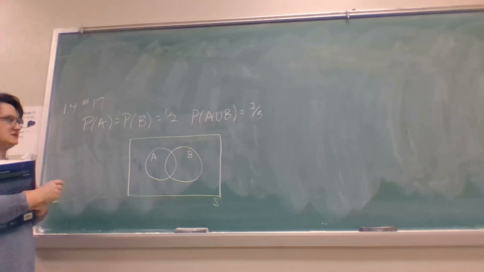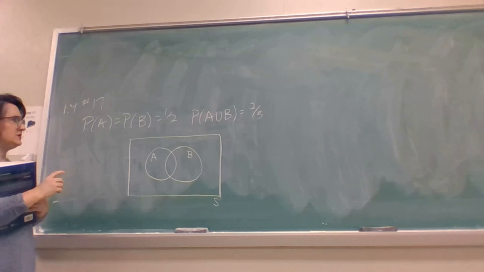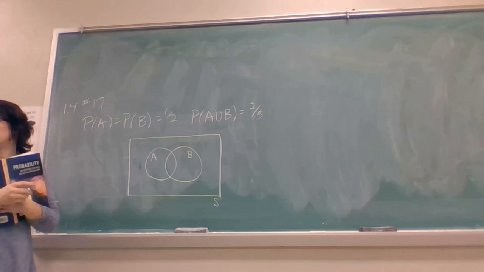So we know that the special case in which A and B would be mutually exclusive would mean that the probability of A union B is equal to the probability of A plus probability of B, and 1/2 plus 1/2 would be 1, not 2/3. So you could argue it that way.